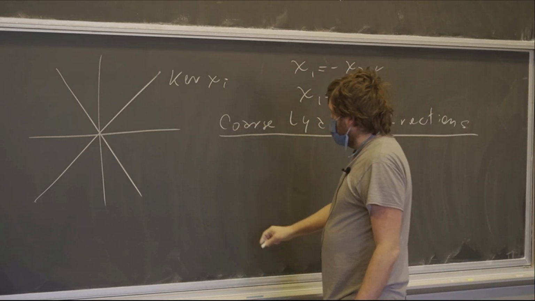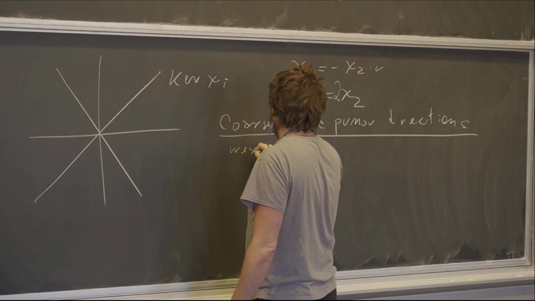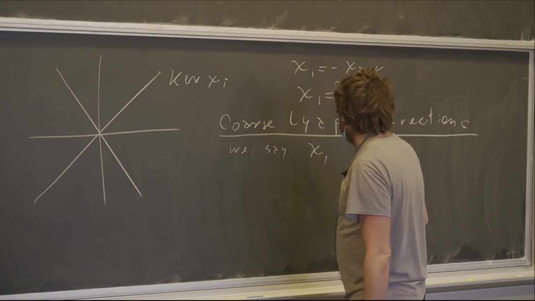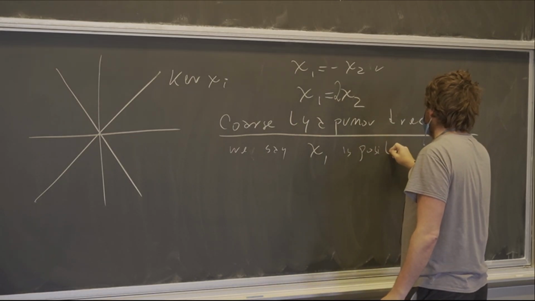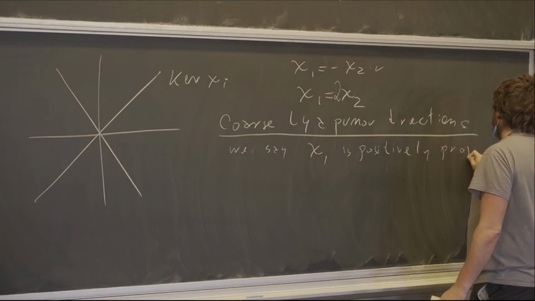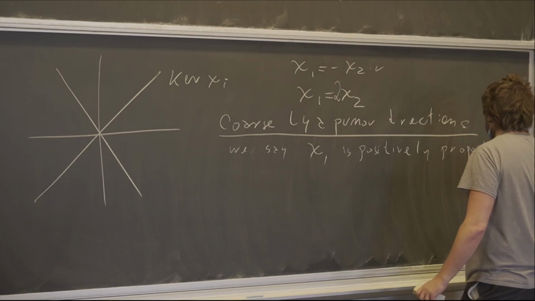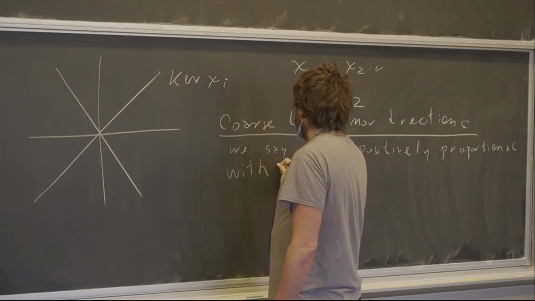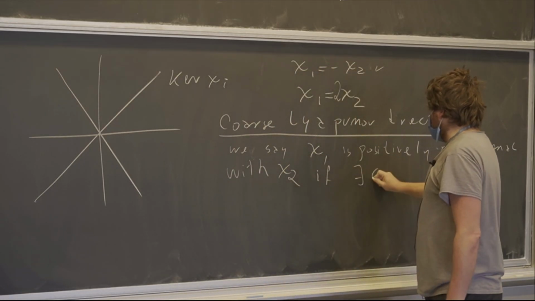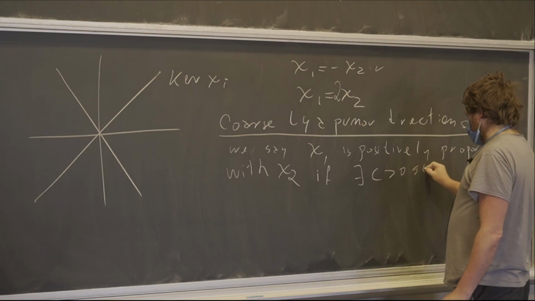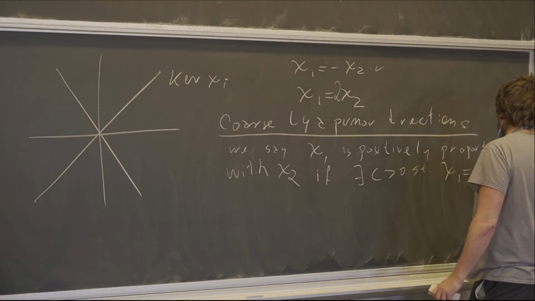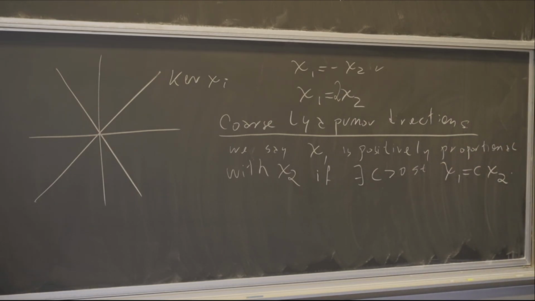So we say chi1 is positively proportional with chi2 if there is C positive such that chi1 is C times chi2. Okay? So they are proportional by a positive. And if C is negative, you can call them negatively proportional, of course. This is relevant, but it is not what I want to do now. So I want to talk about coarse directions.